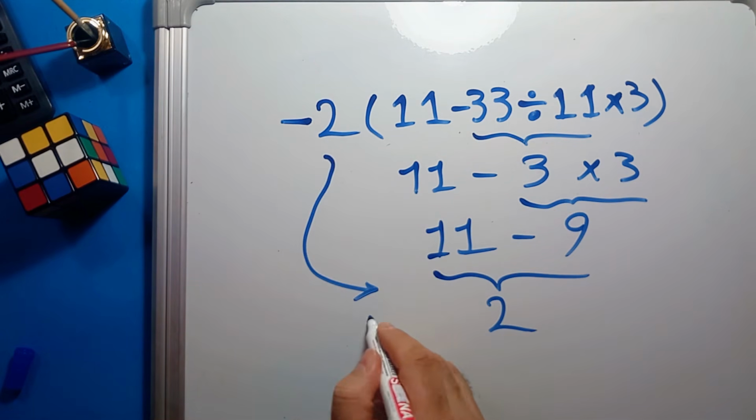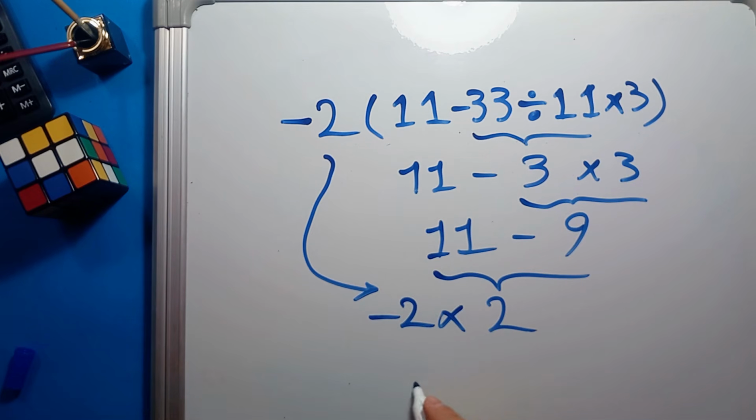Now multiply by negative 2. Negative 2 times 2 equals negative 4. And that's the correct answer.